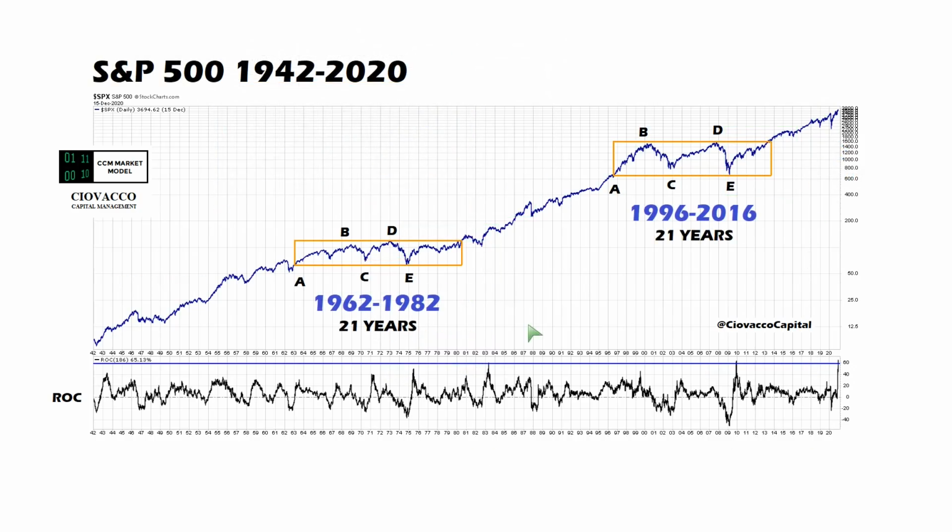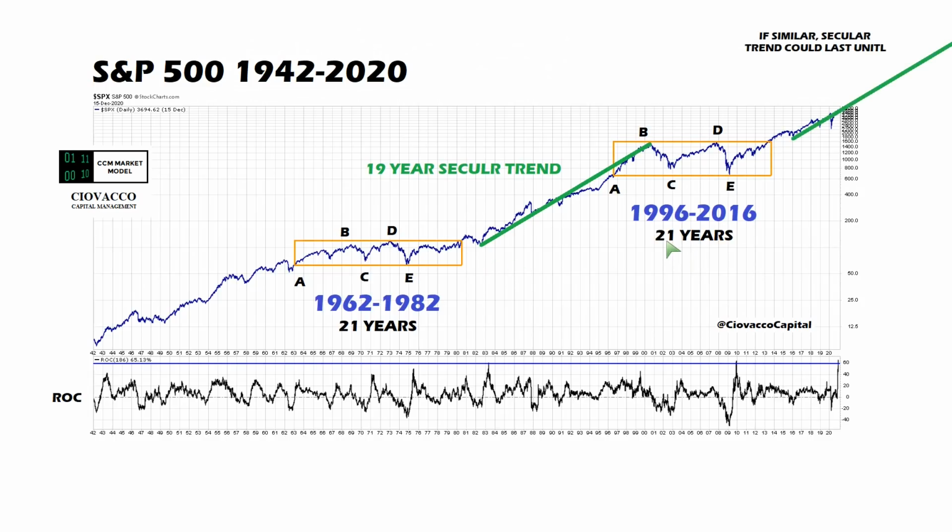There's lots of different ways to compare the 2 periods. If we compare the rally after this 21-year period, from 1982 walking forward, the secular trend, including calendar year 1982, the S&P 500 rallied for an additional 19 years. If something similar happened from the end of this 21-year period, or the end of 2016, and we experienced a similar secular or long-term trend, hypothetically, the current rally could last until 2034.